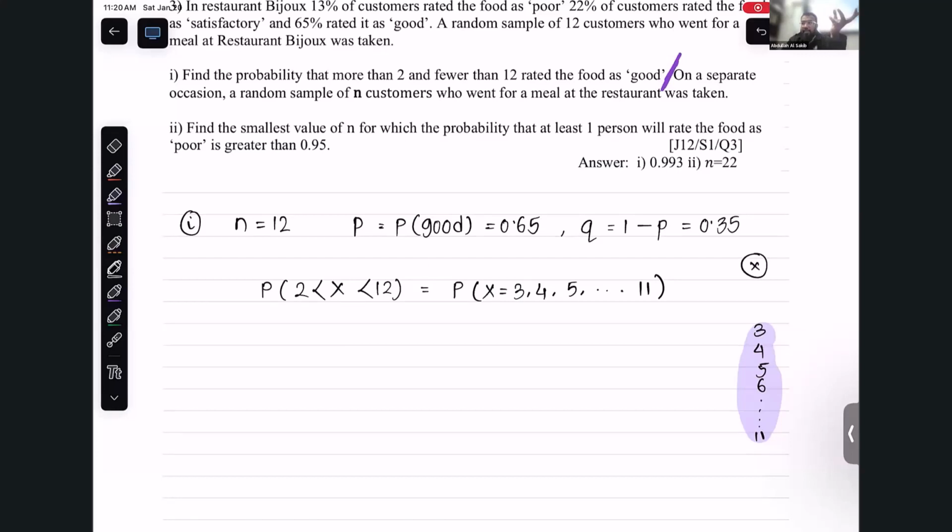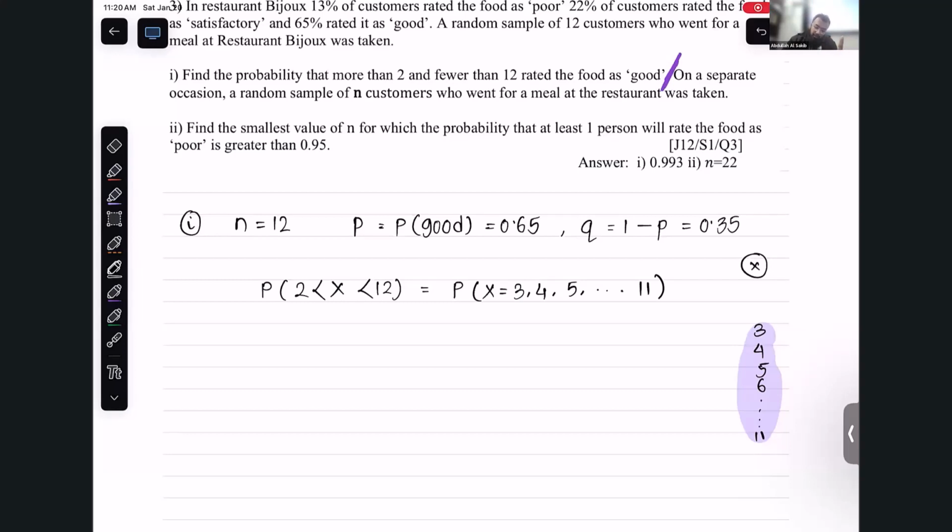The total number of customers is 12. So Numair, if I ask you how to do it, you find probability x equals 1 and x equals 12 and then 1 minus that. No, one observation has been missed.